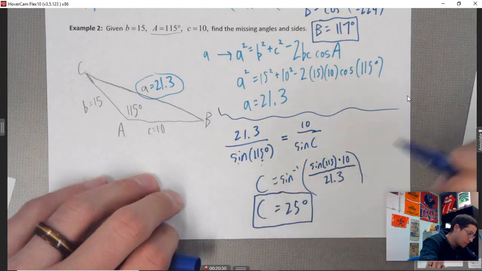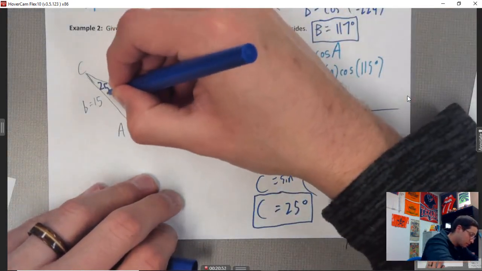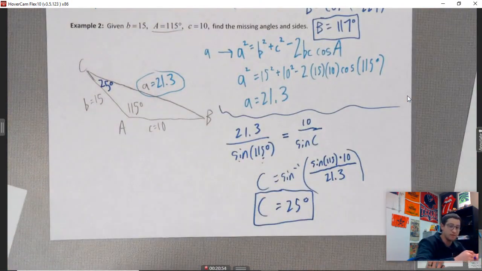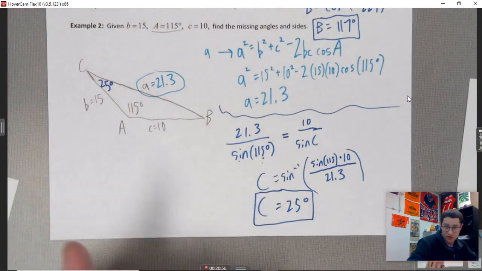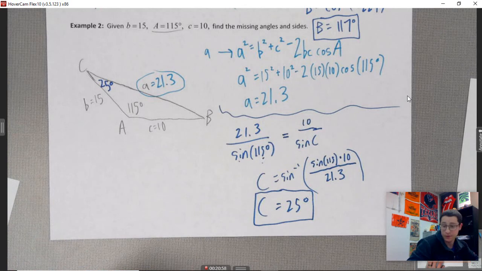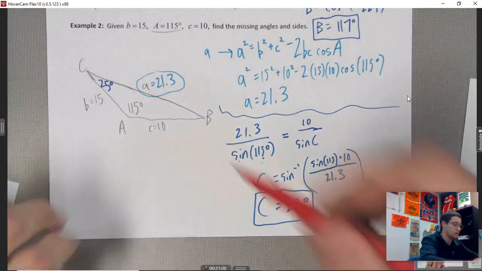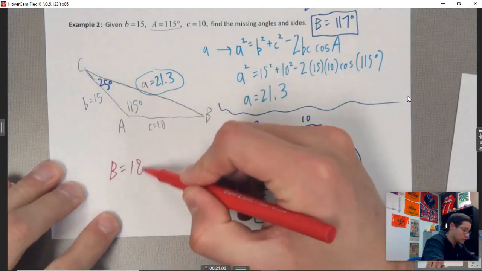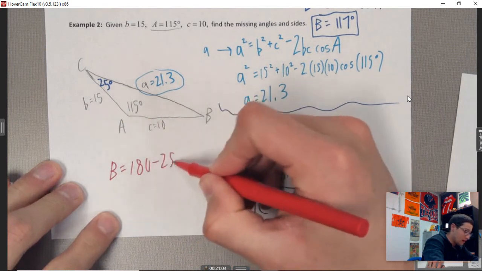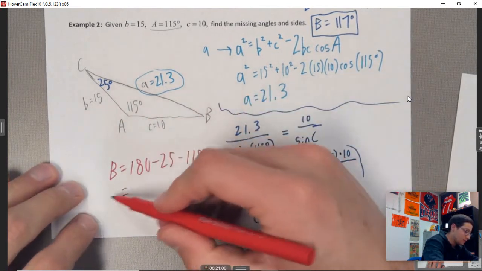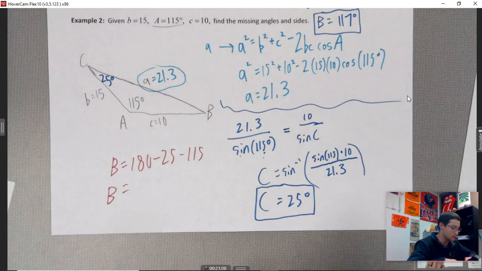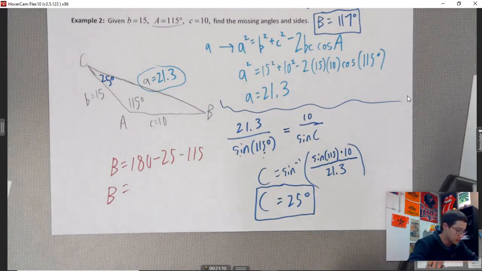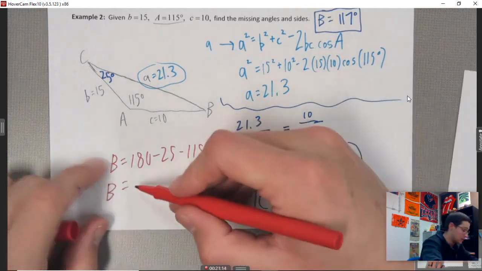Boom, close it. And label it. 25 degrees, right there. Could you do law of sines again? Sure. I wouldn't do that. Lots of extra work. So to find B, we know it's equal to 180 minus 25, but then minus 115. So B is going to be, let's see, minus 25 minus 115. That's going to give me 40 degrees, and we are done.